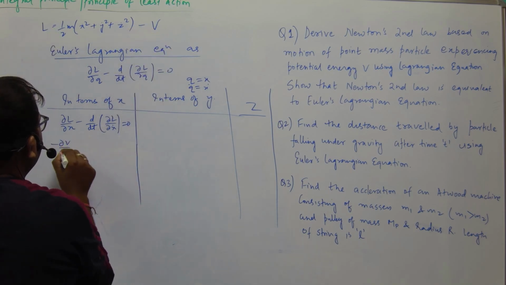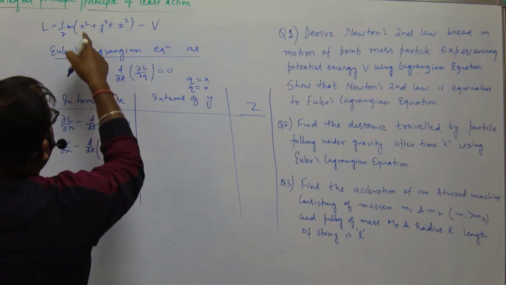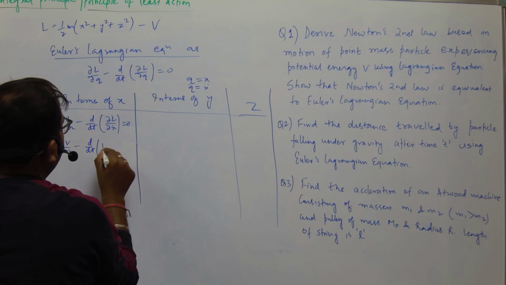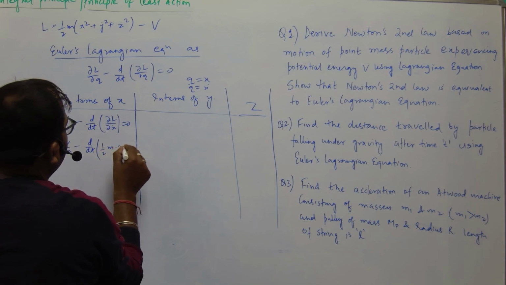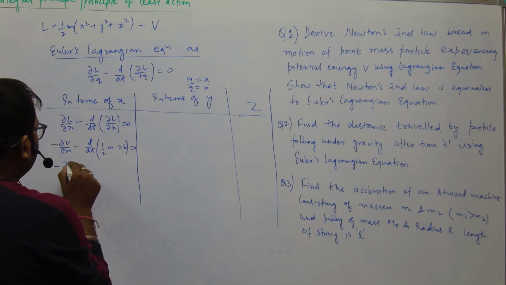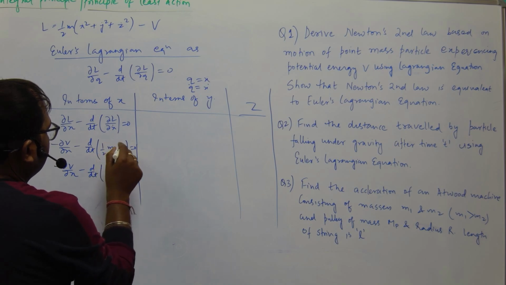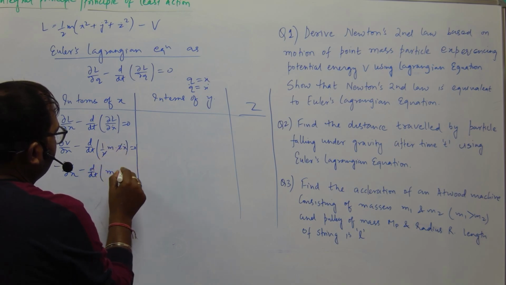So minus del v upon del x minus d upon dt of del L upon del x dot. x dot is here only. So this is half of m into 2x dot. Okay, this is equal to 0. This is equal to minus del v upon del x minus d upon dt of, this gets cancelled, this is m into x dot.